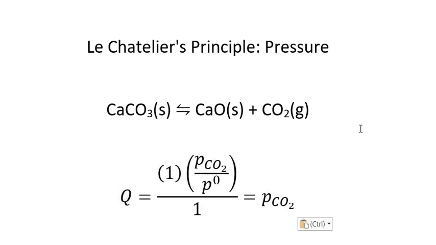This comes out to be a very simple expression because only one thing has anything other than 1 in the reaction quotient. The standard pressure is 1 atmosphere, so as long as we express the pressure in atmospheres, we can simplify this to just saying Q, the reaction quotient, is equal to the partial pressure of CO2. That's the key to this entire problem. So let's look at what happens to Q when we perturb the system in two different ways.